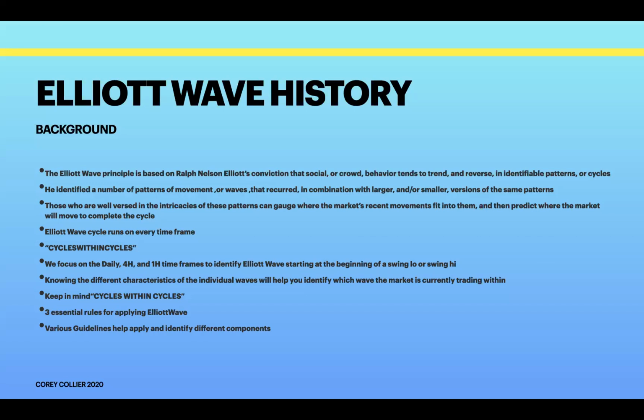Knowing the different characteristics of individual waves will help you identify which wave the market is currently trading within. But keep in mind, again, guys, cycles within cycles, okay? There's 3 essential rules for applying Elliott Wave and various guidelines that help apply and identify different components.